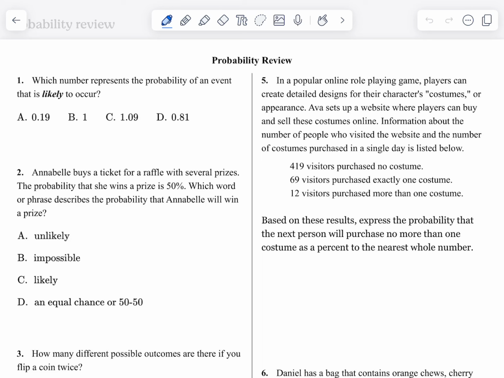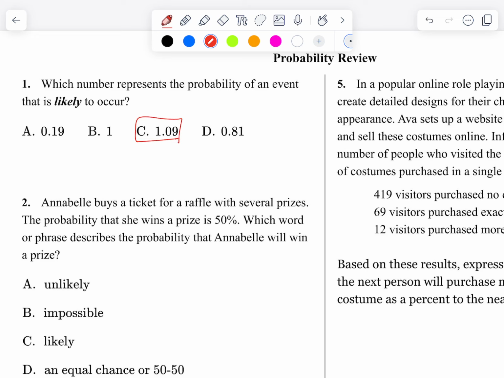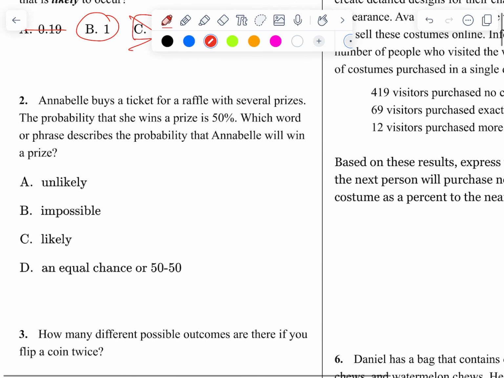Here's a probability review. It says which number represents the probability of an event that is likely to occur? Well, likely to occur would just be very much going to happen. Can't have more than 100%. This is as a decimal. This is 109%. This would be 100%. So that is really likely to occur, like it's going to happen, even more than 81 or 19%.